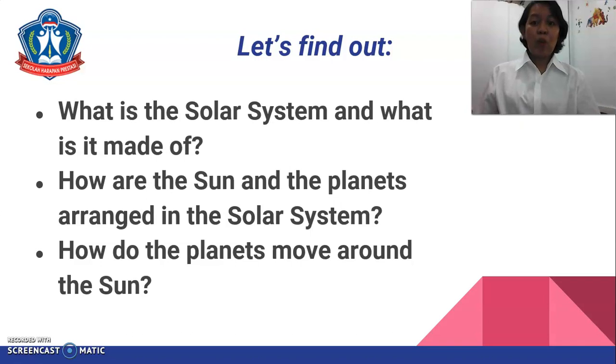Let's find out what the solar system is and what it is made of. How are the sun and the planets arranged in the solar system? How do the planets move around the sun?